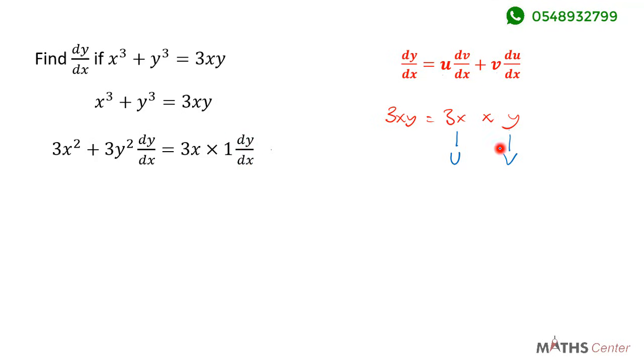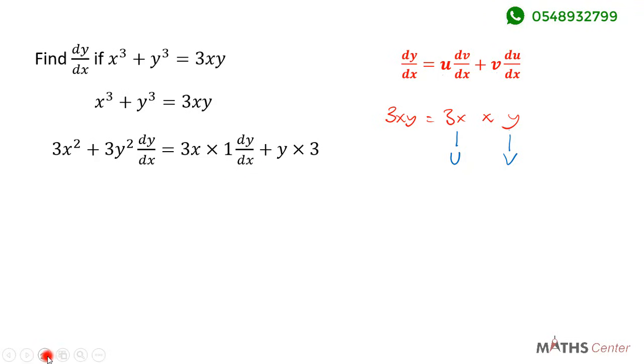Okay. Then we move on to the next one, which is keep the second one, that is keep v, differentiate the first one, that is differentiate u. Once again, v is y, so it's going to be plus y, then times, we differentiate 3x. When you differentiate 3x, that gives us 3. Okay, so we have 3x times 1 dy dx, which is the same as dy dx, then plus y times 3, as you can see here.